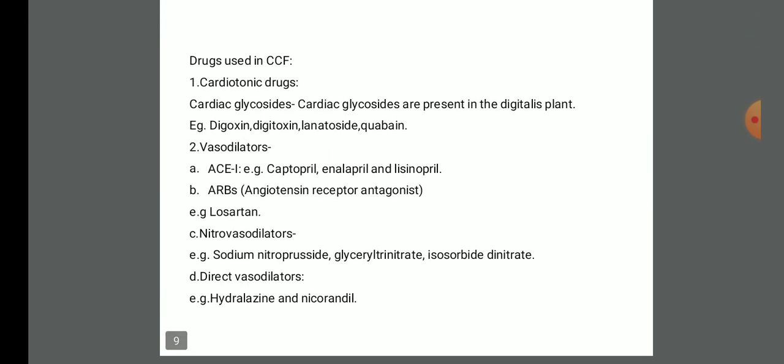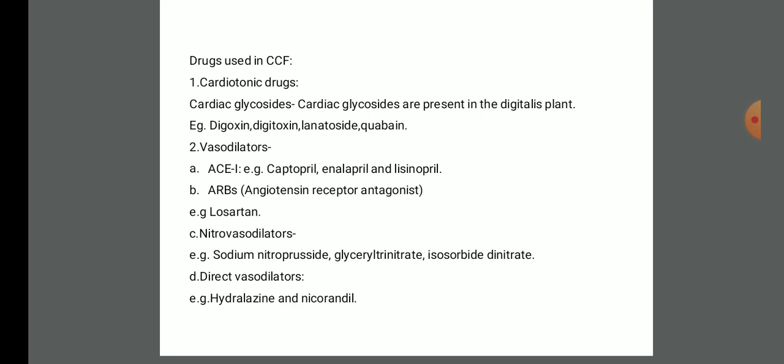In the next slide, we'll see which drugs are used in congestive heart failure. Various drugs are used in congestive heart failure. We'll see them one by one. First is cardiotonic drugs. In cardiotonic drugs, we include cardiac glycosides. Cardiac glycosides are present in the digitalis plant, and it is the source of Digitalis purpurea. Examples include digoxin, digitoxin, lanatoside, and ouabain.